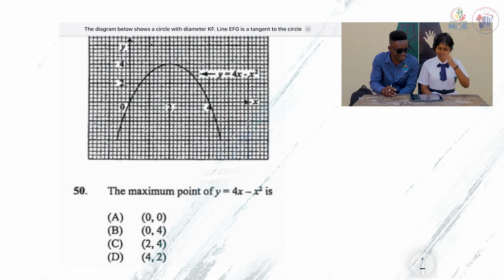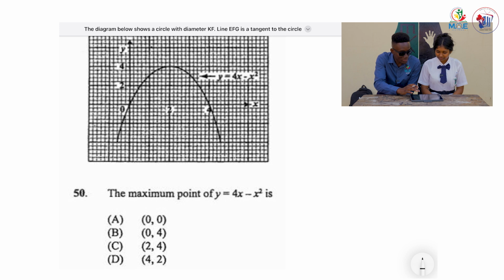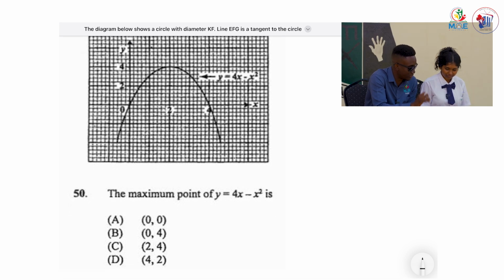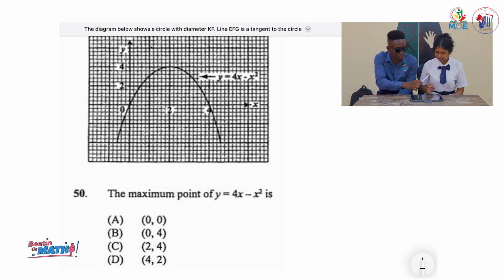So we have our next guest here with us today. What is your name? My name is Venetia Ramnarain. Venetia, that sounds like a name that would normally beat up the maths. Do you beat the maths or does the maths beat you? I just beat the maths. Maths is my favorite subject. Maths is lovely, love to hear it. So your question says, we have a graph there. It says the maximum point of y equals 4x minus x squared is, so they want the maximum point on this graph. The floor is yours.